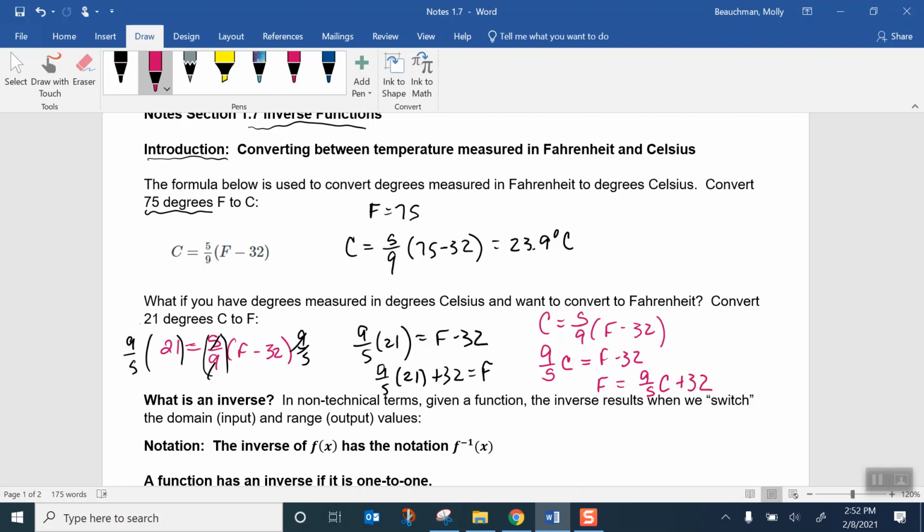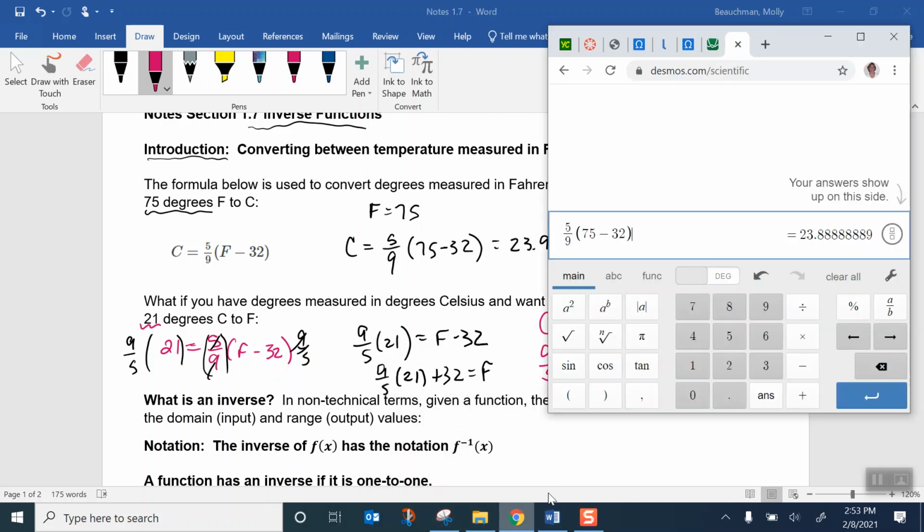So if I wanted to then convert 21 degrees, what I could do is just substitute it in this formula. So I would get 9/5 times 21 plus 32. The result is the same, but the formula ends up being what we call an inverse. It's the inverse operation. So let me go ahead and finish our conversion so we can get an answer here.